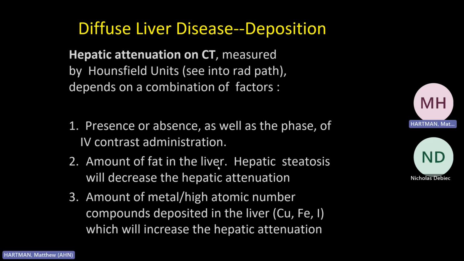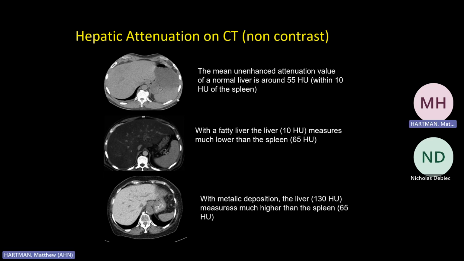Let's see an example of that. Here's our normal liver, about 55 Hounsfield units. Look how dark this liver is. 10 Hounsfield units, very fatty. This liver, very bright, 130 Hounsfield units, a patient with hemochromatosis.